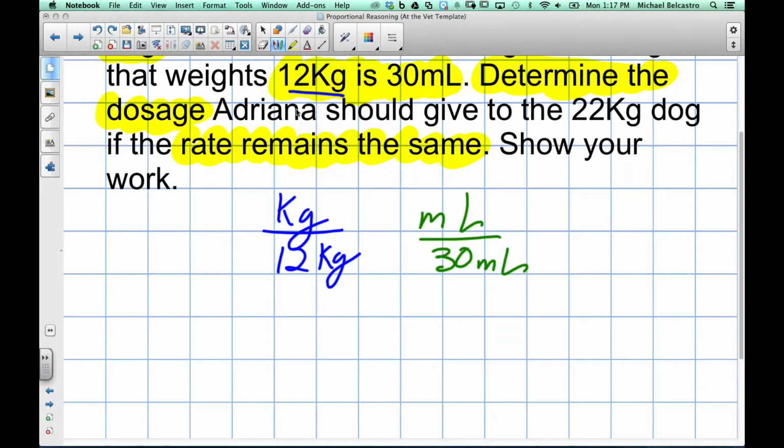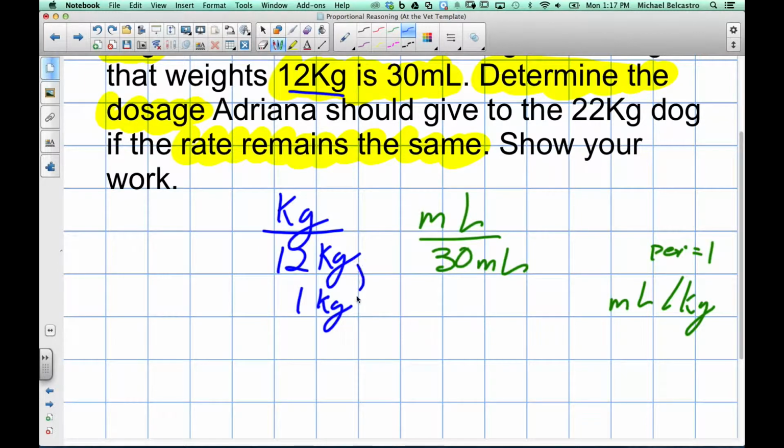Since our independent variable is the weight of the dog, it's going to be per kilogram. So we're talking about a rate, we're looking at milliliters per kilogram, okay? And the per means the value of 1. So let's bring kilograms down to 1, okay? And in order to do that, we can divide by the value of 12. There's other ways we could do it. We can multiply by 1 over 12, but this is probably much simpler. And since we divided kilograms by 12, we're going to divide milliliters by 12. And that'll give us our rate, okay?